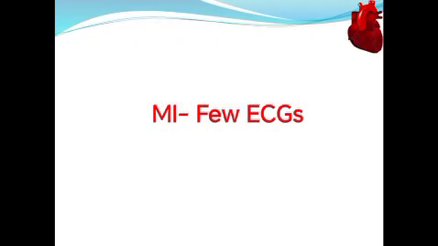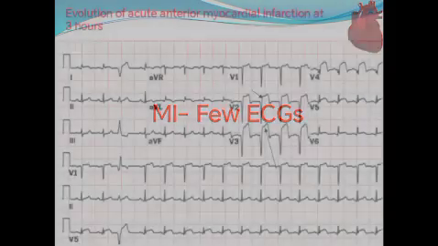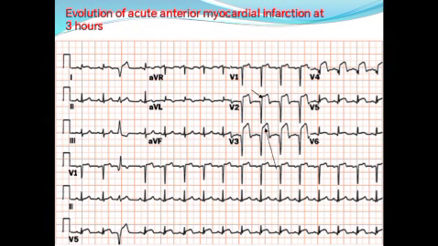Okay, here are a few ECGs about myocardial infarction. Look here, evolution of acute anterior myocardial infarction. Anterior means the mainly involved leads here are V3 and V4. We also have V2 and V1. This is V3 and V4, and even V2, and you see it is a cuff shape.